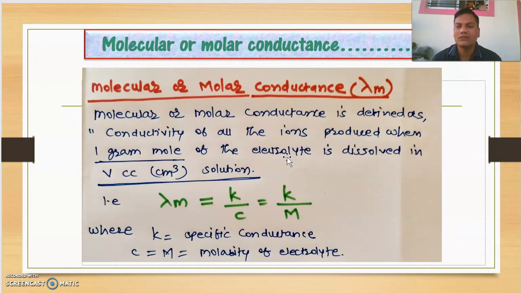So the formula is a simple one, like the equivalent conductance. Lambda m is equal to K by C, that is the concentration, so that is equal to K by M. So the basic difference is only that N in case of equivalent conductance is replaced by capital M. That capital M is nothing but the molarity of the electrolyte. K is specific conductance and C, the concentration, is nothing but molarity.